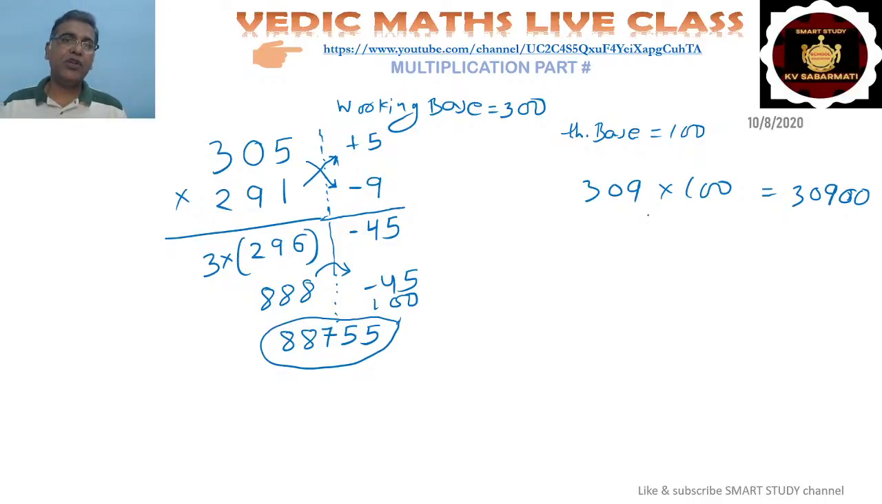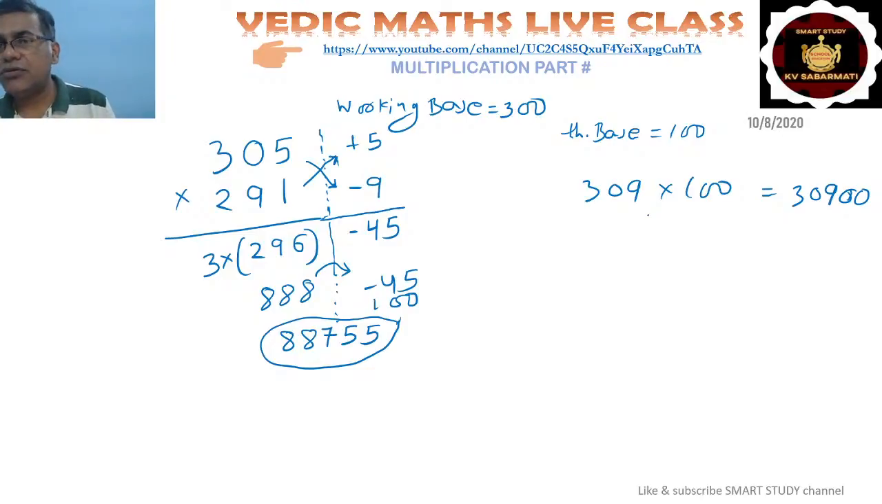But this method is only applicable for numbers which are nearer to each other. For example, around 300: one number is 309 and one is 299, or 309 and 320. Like this, numbers which are nearer to each other; only for those can we apply it. If it is any type of 3-digit number, then the process is different.